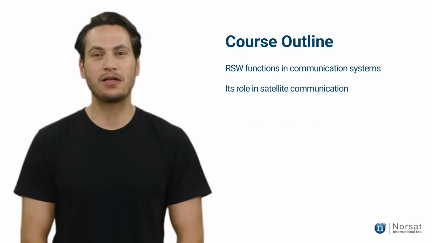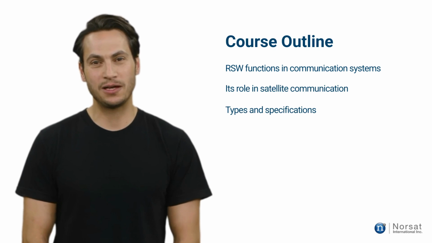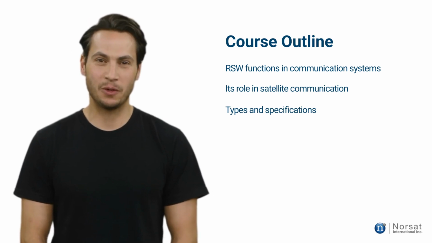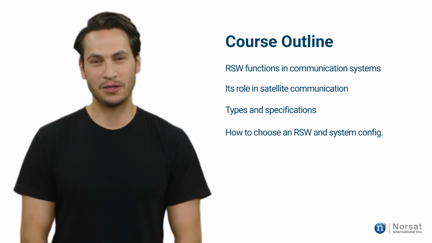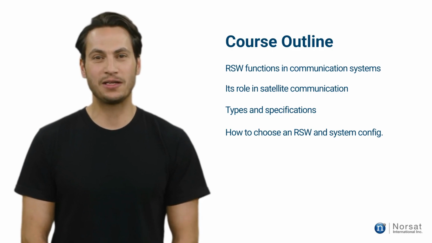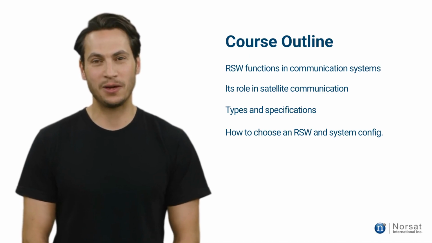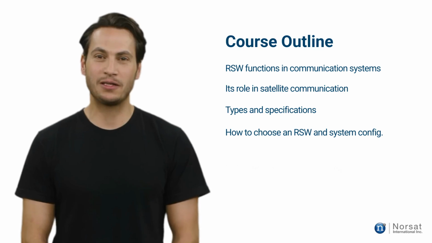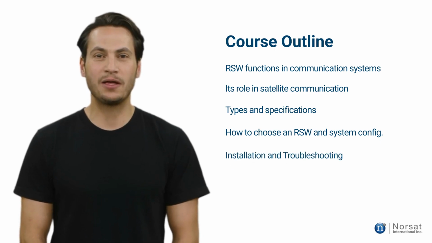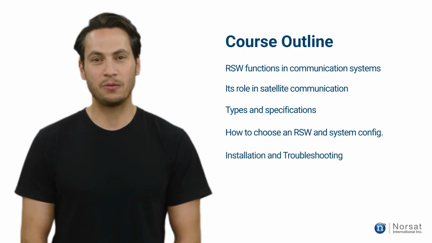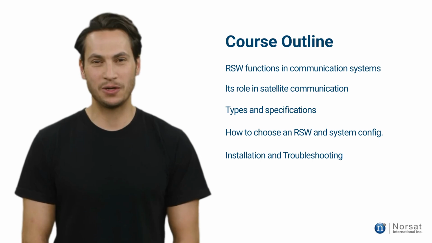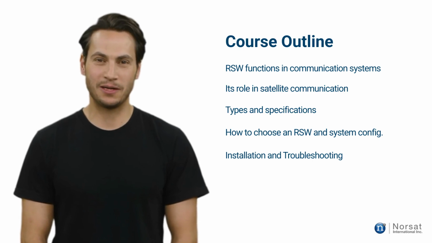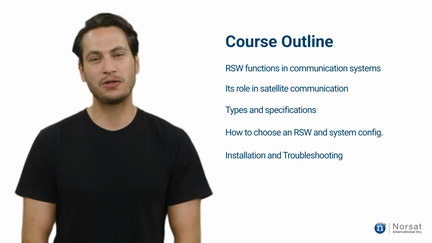Then, we'll go over the different types of RSWs available today and their specifications, and I'll help you understand the differences, so you can pick the right one for your needs. You'll get practical guidance on making these decisions and setting up a system that performs at its best. Last, we'll cover installation and troubleshooting. No matter how well you plan, sometimes things go wrong. But don't worry, we've got you covered with tips on installing and troubleshooting your system to keep things running smoothly. Without further ado, let's start.